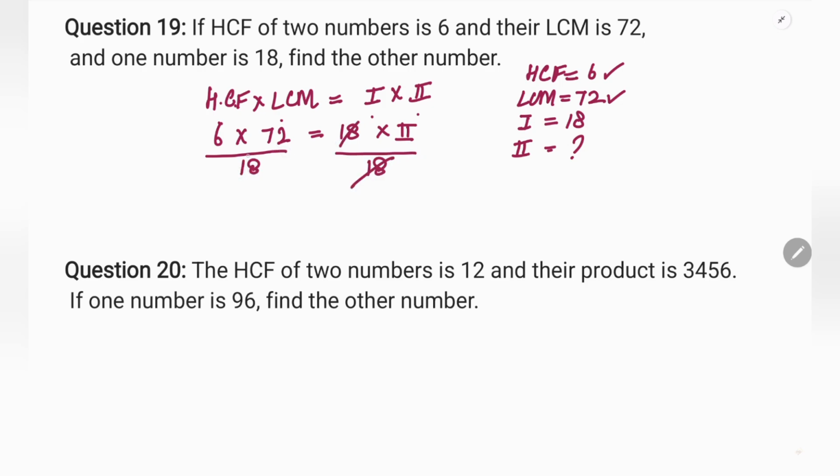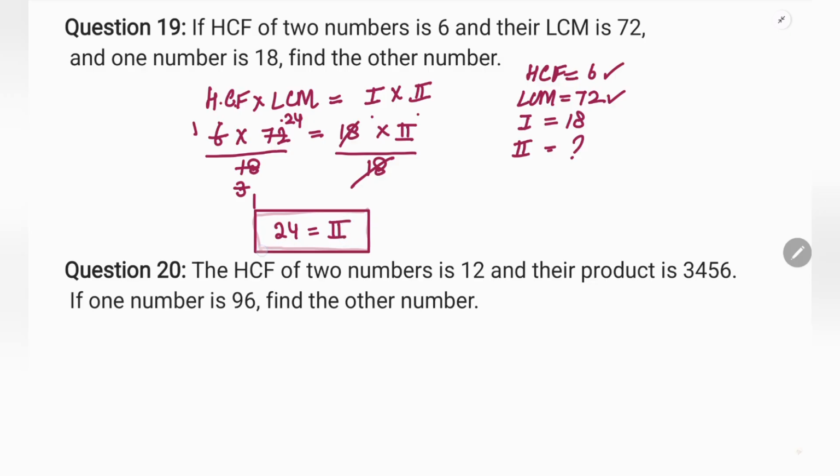And now can you solve it? 6 ones are 6, 6 threes are 18. This is how we solve, right? 3 ones are 3, 3 twos are 6, 1, 24. So the second number is what? 24. This is our answer.